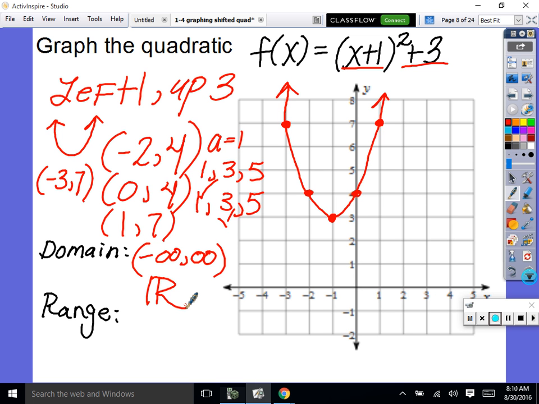So now range, change your eyes. It doesn't matter that it's growing this way and this way. Range is y values. The lowest y value on the graph to the highest. Where's my lowest y value? 3, and it's going to positive infinity on the y, right? So range is 3. It includes 3, so we put a bracket, to positive infinity. This should not be new, guys. I'm just reviewing this. Okay, we're all good. Okay, next problem.